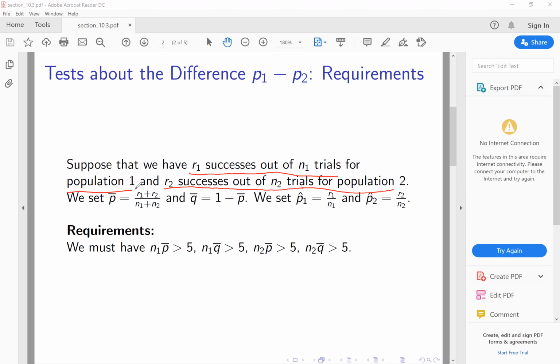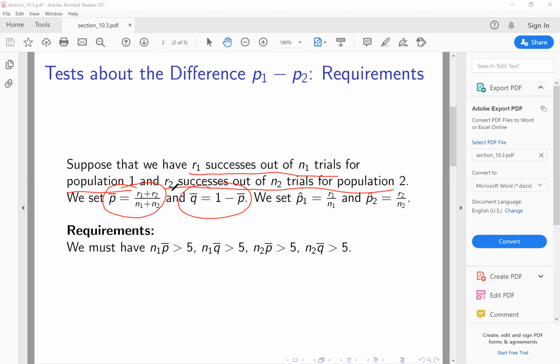So we need to calculate the quantities P bar and Q bar, and we also have P1 hat and P2 hat. These are all the quantities we need to calculate in order to do such a hypothesis test. Unfortunately, this is going to require some work by hand. And then we have to verify the following 4 conditions hold. We need each of these quantities to be bigger than 5. Let's run through the things we do, and then we will do an example.